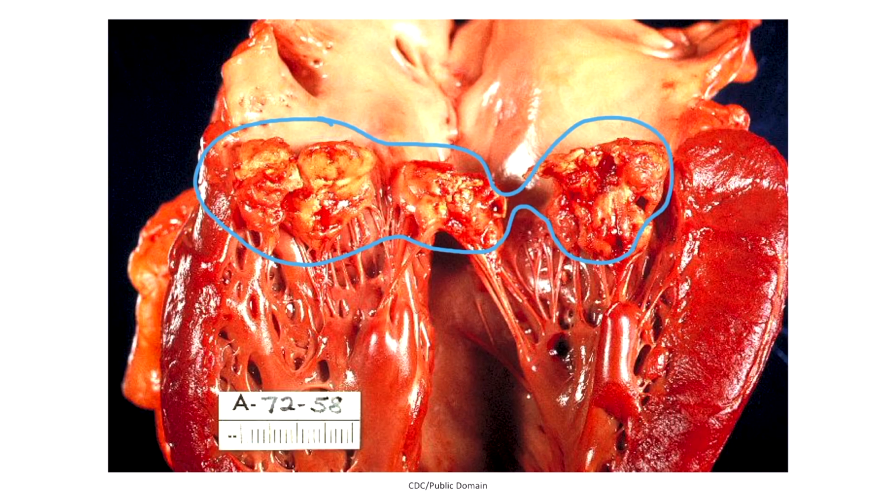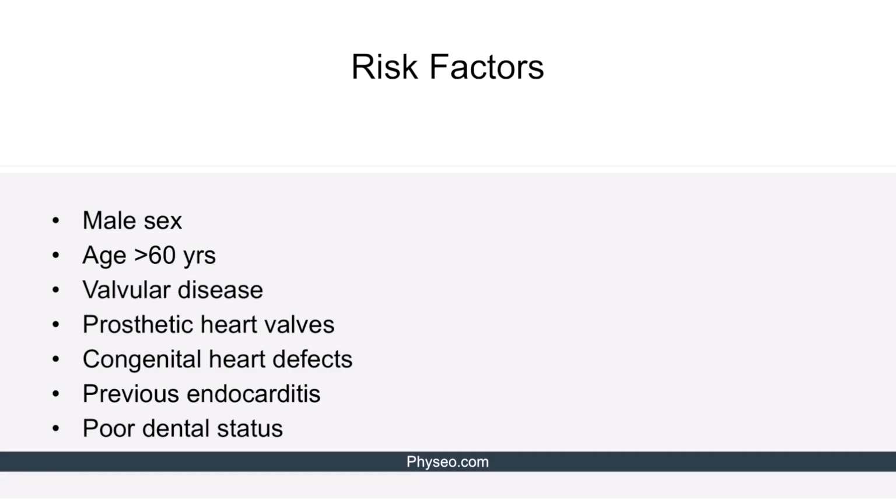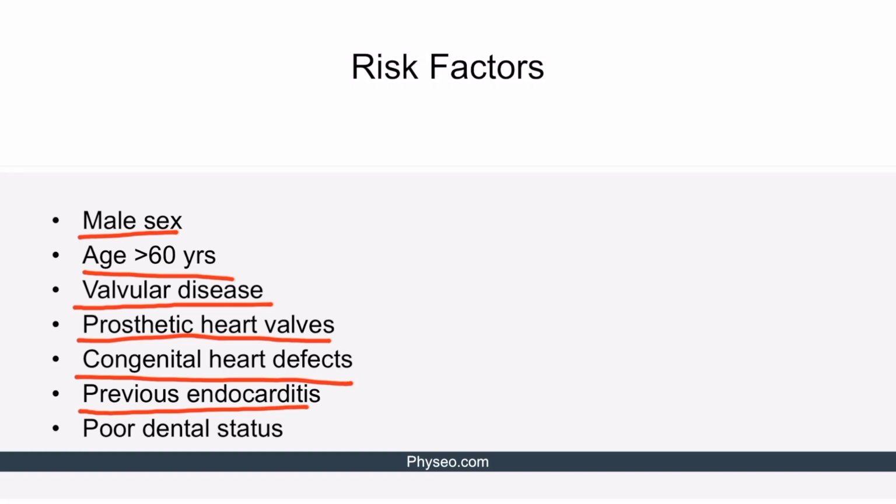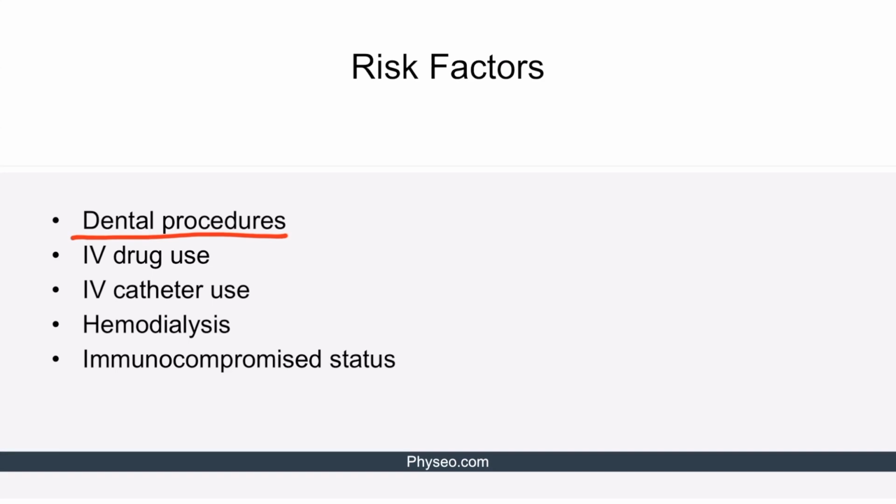Let's have a look at risk factors that can predispose someone to infective endocarditis. Patients who are male and greater than 60 years old are at risk for this disease. Pre-existing valvular disease, prosthetic heart valves, or a congenital defect in the valve or heart are risk factors that predispose to endocarditis. Previous episodes of endocarditis and poor dental hygiene are also possible risk factors. Dental procedures can lead to bacterial translocation through mucosal injuries and hence are a risk factor for endocarditis. IV drug and catheter use are also important risk factors as they can introduce pathogens directly into the bloodstream. Hemodialysis is a risk factor for the same reason.